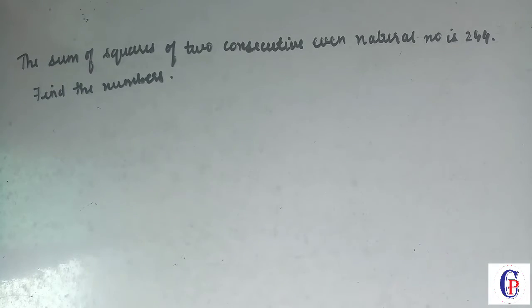So here is another question. It says the sum of the squares of two consecutive even natural numbers is 244. Okay, what is it saying? The sum means addition of, square of. We have to do the addition of the squares of two consecutive even natural numbers.